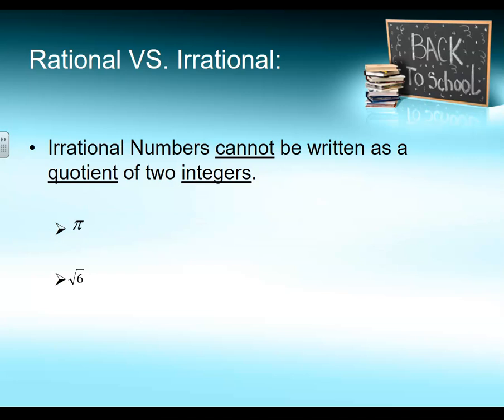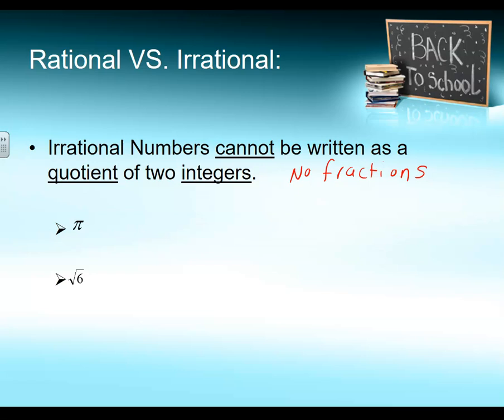Irrational numbers are ones that cannot be turned into fractions, or cannot be turned into a quotient of 2 integers. So no fractions here. The most common irrational number that you guys have used is pi, because it's a decimal value that does not terminate and does not repeat. All the radicals, square roots that don't come out perfectly, like radical 6, radical 2, radical 3, are also irrational numbers.